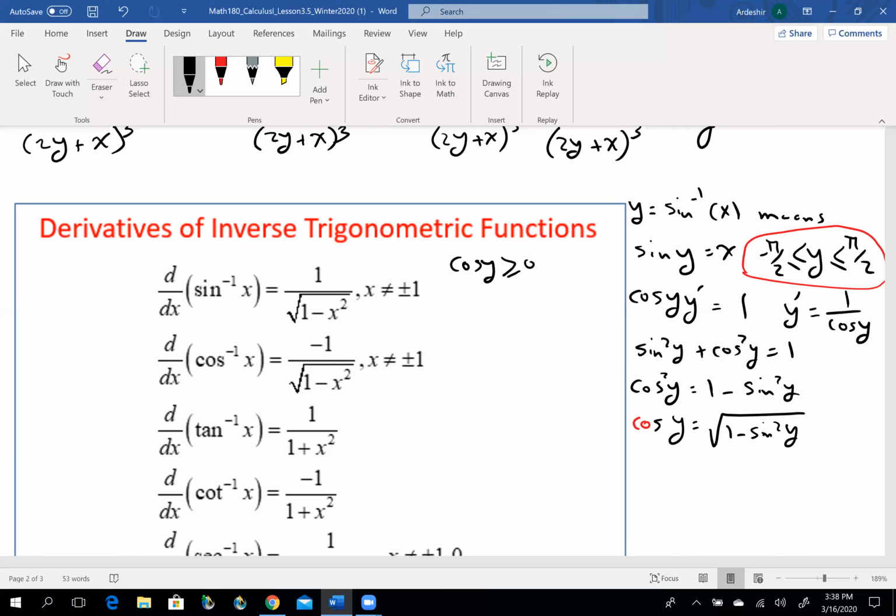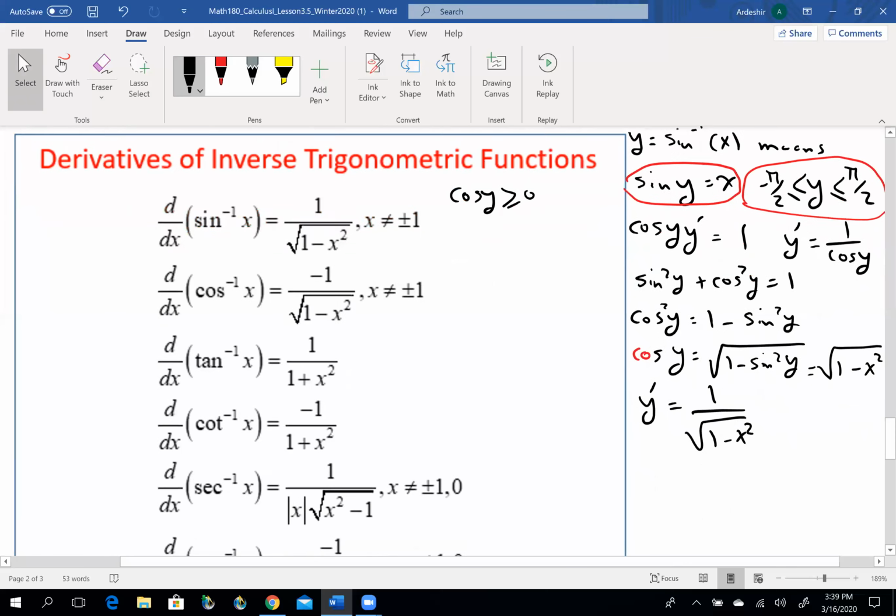Wait a minute. Remember that here I said sine of y equals x. So this is sine squared of y, which is going to be x squared, so 1 minus x squared. So finally, y prime is equal to 1 over the square root of 1 minus x squared. So that's what we find. Now let's continue.